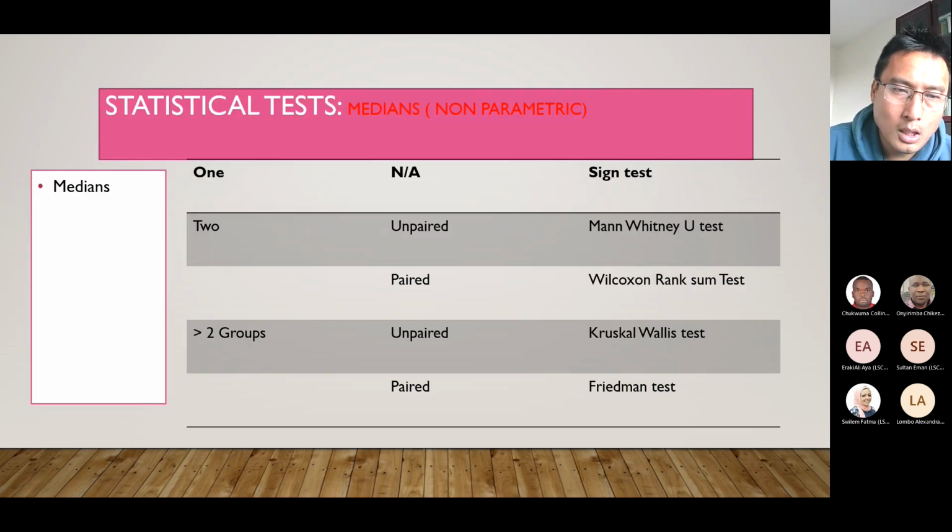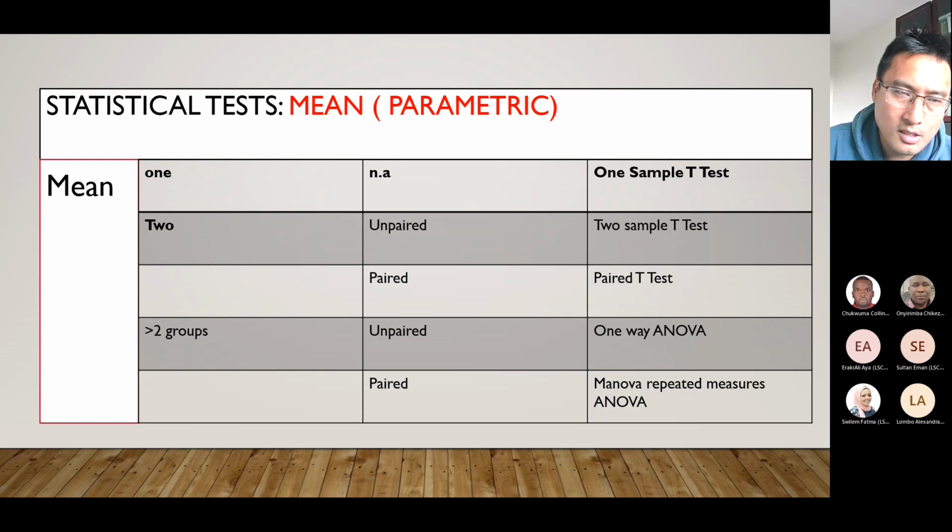So remember, non-parametric is median. If it is parametric, it's mean. So that's the way to remember.